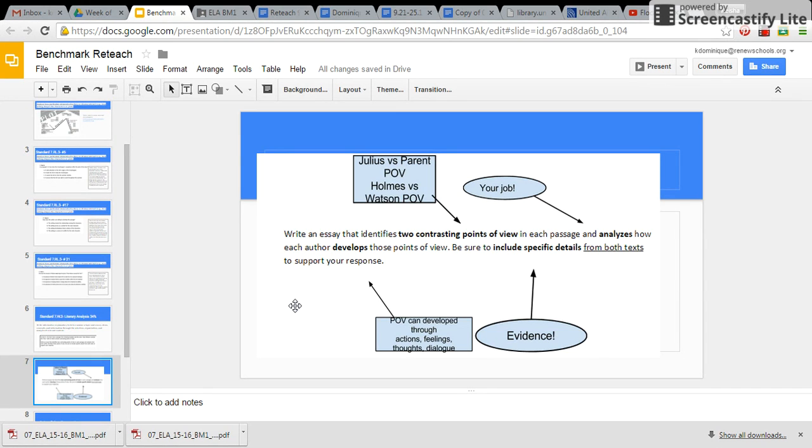Now, this is something that a lot of you really didn't even touch in your essays. A lot of you understood the two different points of view, but you didn't actually describe how it is developed. So, point of view can be developed through actions, feelings, thoughts, and dialogue. Whether it is done through first person narration, the person who's telling the story, or a third person narration, and we can see the main character's thoughts and feelings and the actions that he's doing. And then you also had to use evidence to support your analysis.